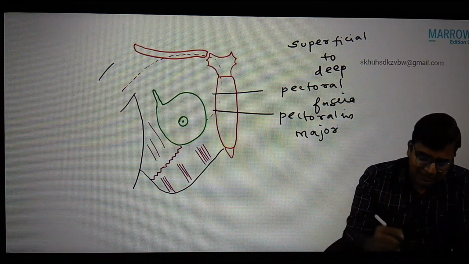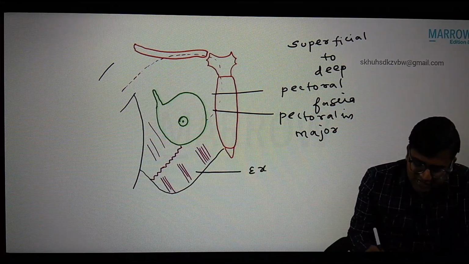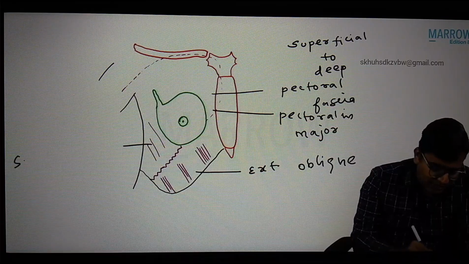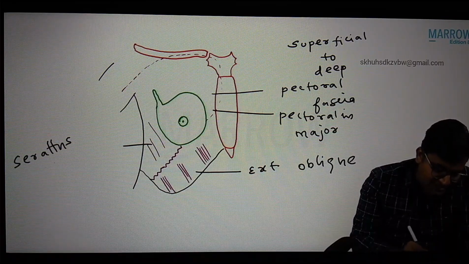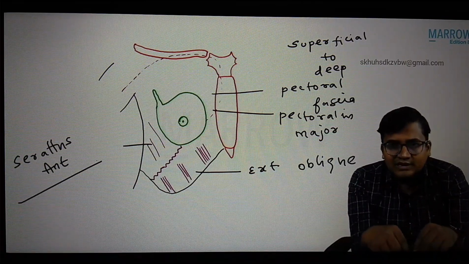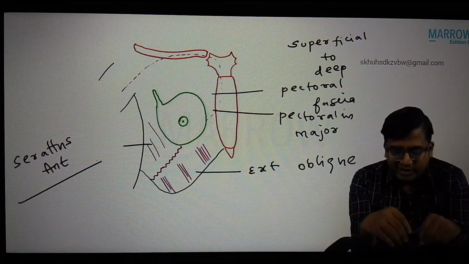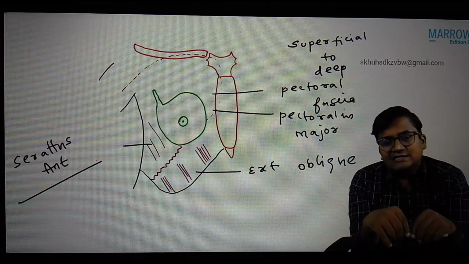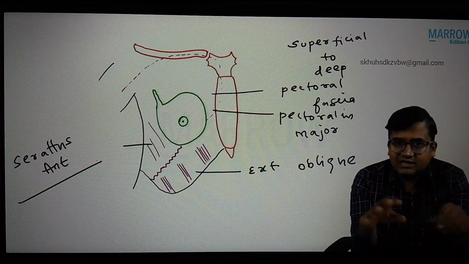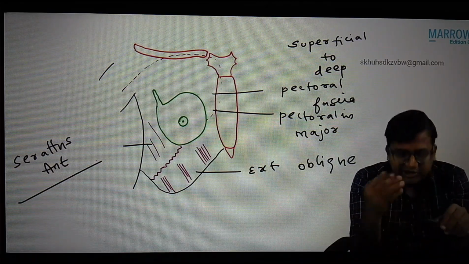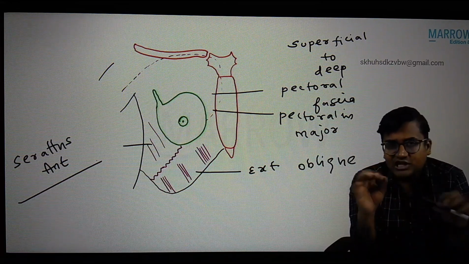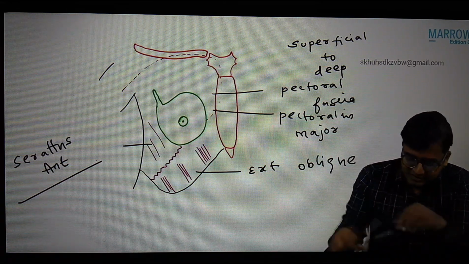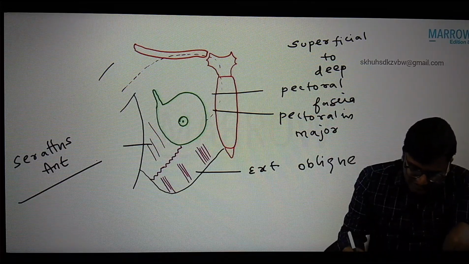The breast is also related to this muscle, and this is our external oblique muscle, and also this one, our serratus anterior muscle. Clear? So the mammary bed is formed by three muscles: pectoralis major, external oblique and serratus anterior. Just deep to the breast and the mammary gland, we have the pectoral fascia. Now see the next diagram.